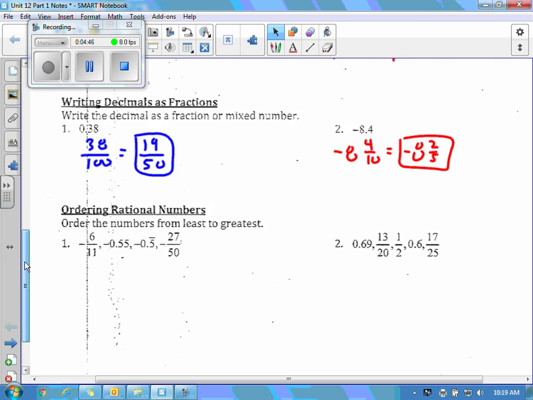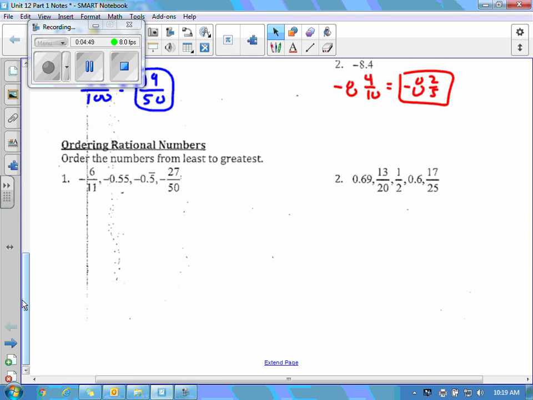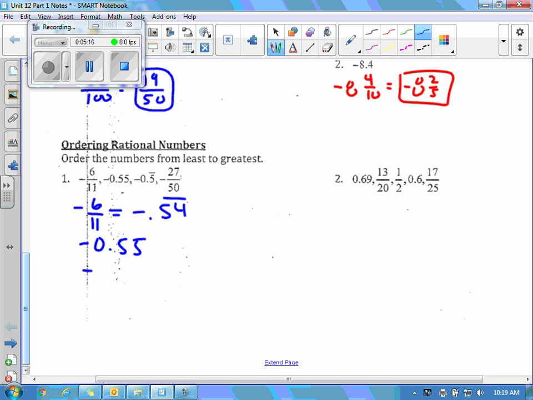And then the last part on this page says to order the numbers from least to greatest. In order to order them, I need to have them all in the same form. Right now I have fractions and I have decimals, so I need to turn them all into the same form. Negative 6 over 11, if I write that as a decimal, I would get negative 0.54 repeating. Negative 0.55 is already a decimal. Negative 0.5 repeating is already a decimal. Negative 27 over 50, when I turn that into a decimal, I get negative 0.54.